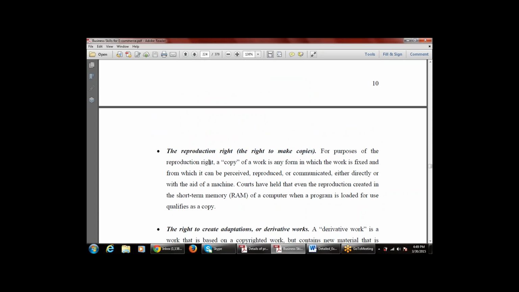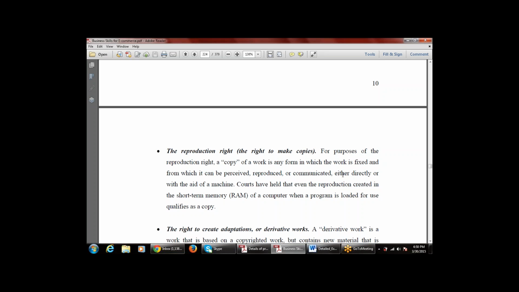For the purpose of the reproduction right, a copy of a work is any form in which the work is fixed and from which it can be perceived, reproduced or communicated, either directly or with the aid of a machine. So this is the right that applies: we can copy the work, reproduce it, or communicate it, directly or with the aid of a machine. Courts have held that even a reproduction created in short-term memory, that is the RAM of a computer when a program is loaded for use, qualifies as a copy. So this is one of the rights that is applicable.